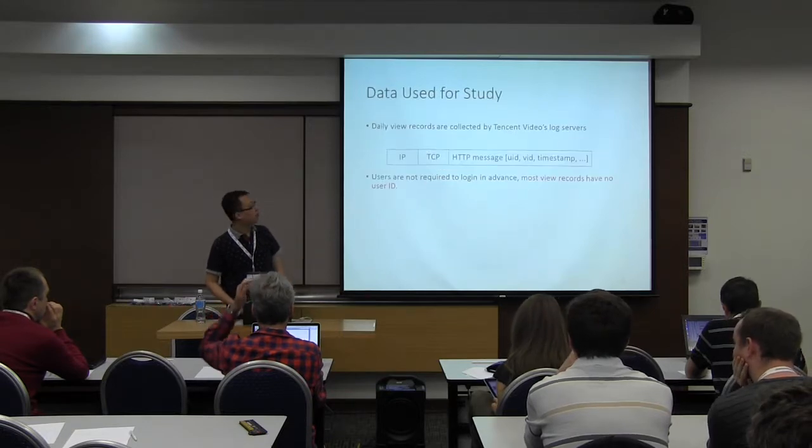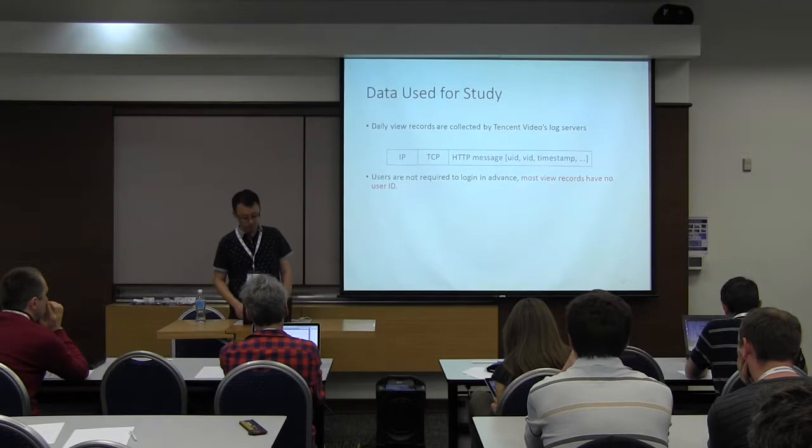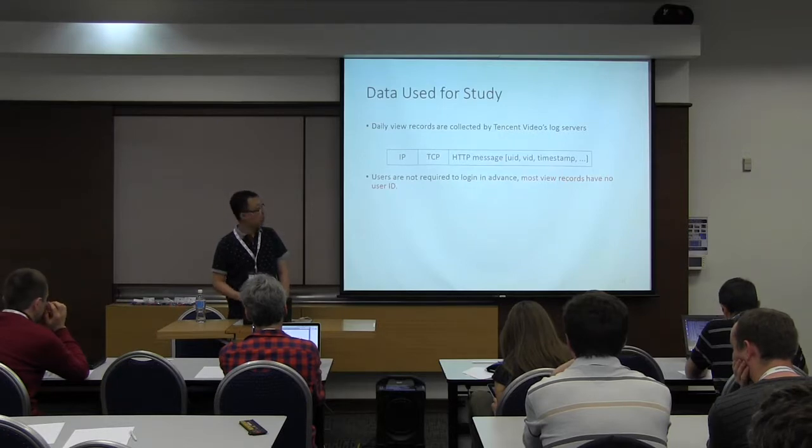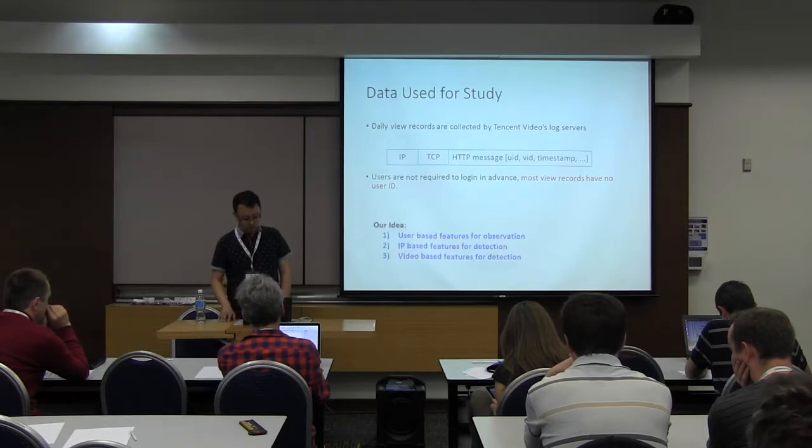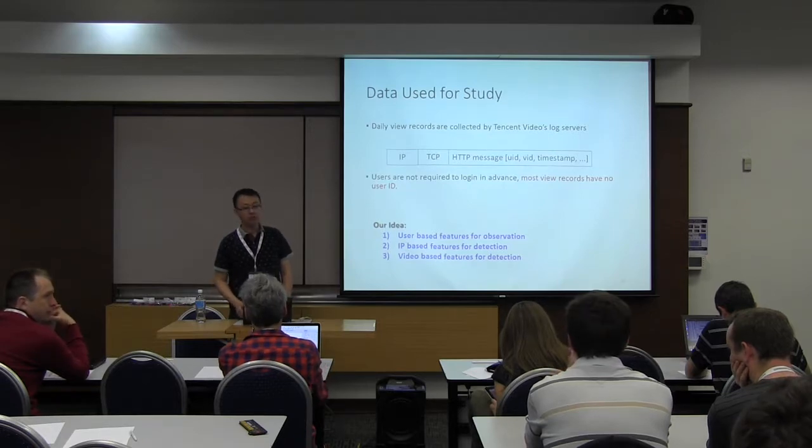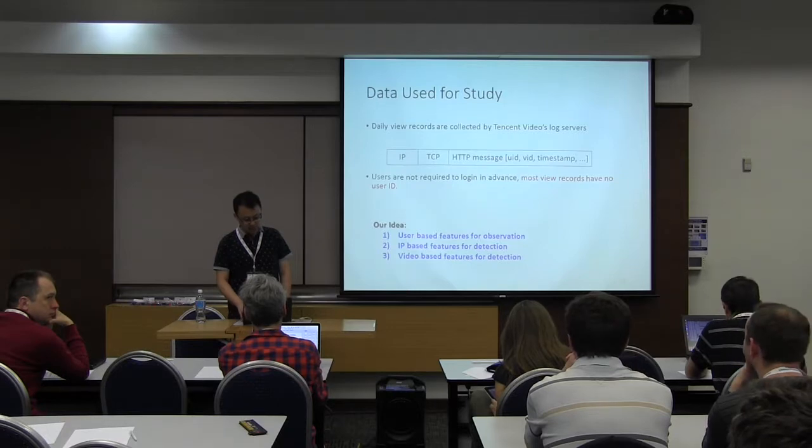This figure shows the format of the report sent from the user to the log server. The log server just uses this report to calculate the view count. In this report, the user ID could be blank, but the IP address and the video ID must be true. So our idea is to use the user-based features for observation and use the IP-based feature and video-based feature for detection.